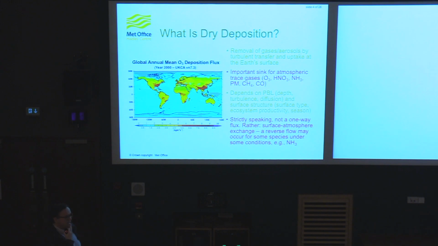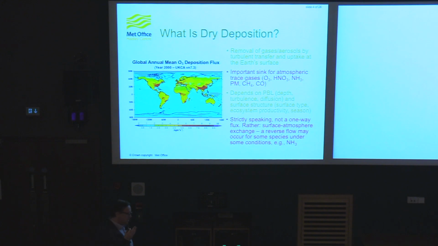Now, dry deposition is a very important thing for many atmospheric species, but for us as modelers, we are mostly interested in it because, and I will show that later on, it's very important for the ozone budget. And when we talk about dry deposition, most of us atmospheric chemists think about ozone.